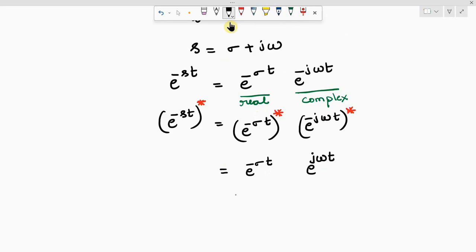Now, how can I write this? It equals e power of minus sigma plus j omega, that is, minus j omega, times t. Nice.